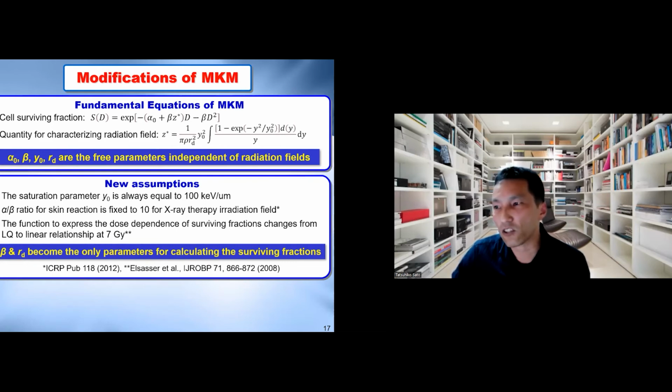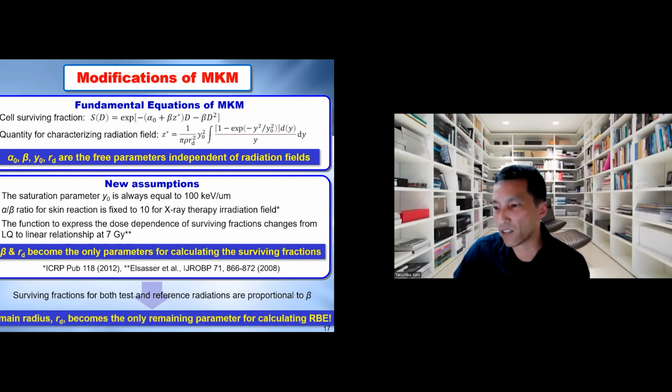Then we introduce three new assumptions. The first one is that the saturation parameter y0 is always equal to 100 keV per micron, because this is a rough value for the saturation where the overkill effect occurs. The second one is that the alpha/beta ratio for skin reaction is fixed to 10 for the X-ray therapy radiation field, as written in ICRP publication 118. And the function to express the dose dependence of the surviving fraction changes from LQ to a linear relationship at 7 grays. Then beta and domain radius become the only parameters for calculating the surviving fraction.